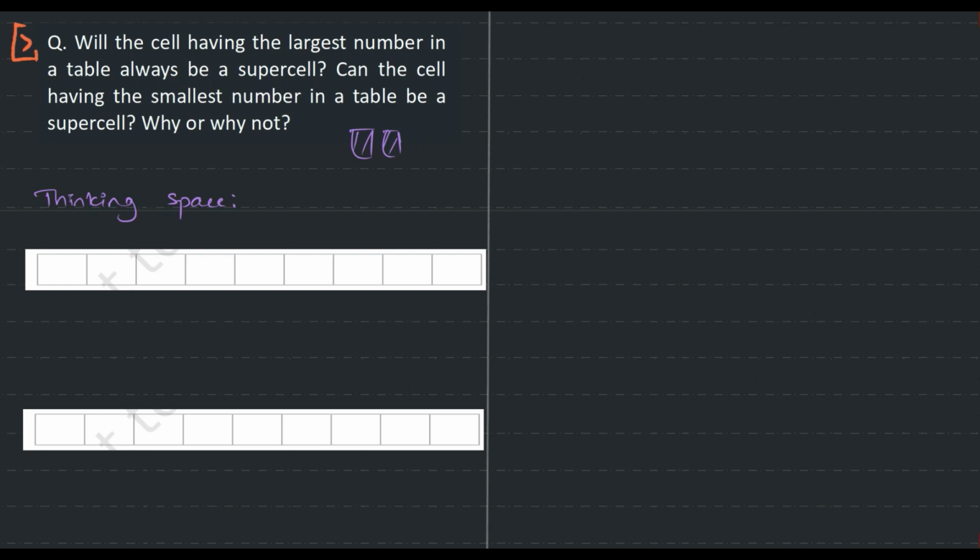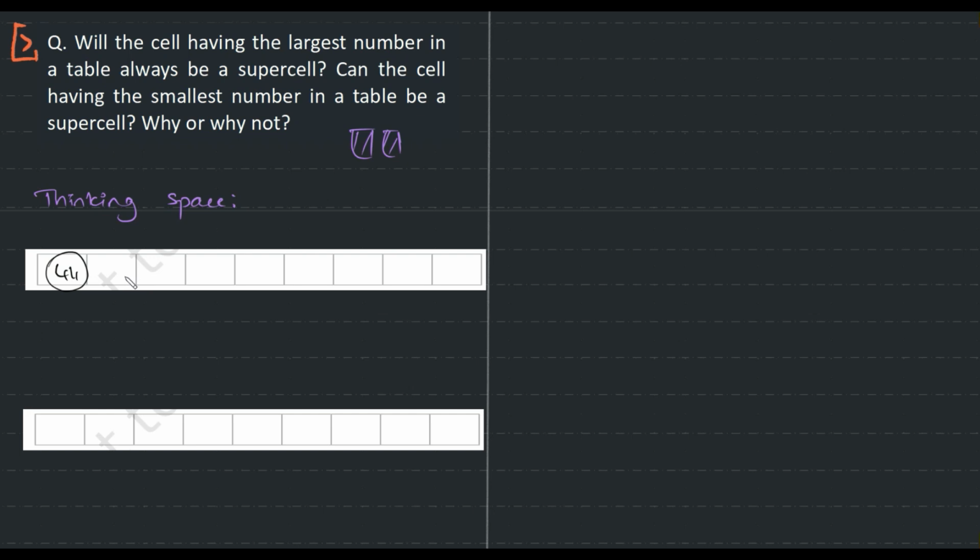So we have a bunch of numbers which are uneven, right? And say this is the largest. Can we place it in a way that it is not a supercell? Another way of looking at this question is, are there possibilities wherein you consider this number, but there's no supercell next to it? I mean, it is not a supercell.